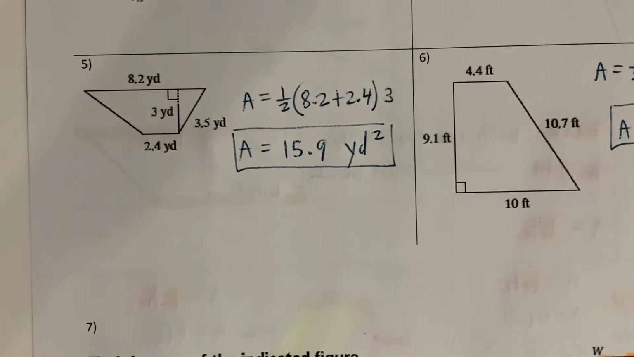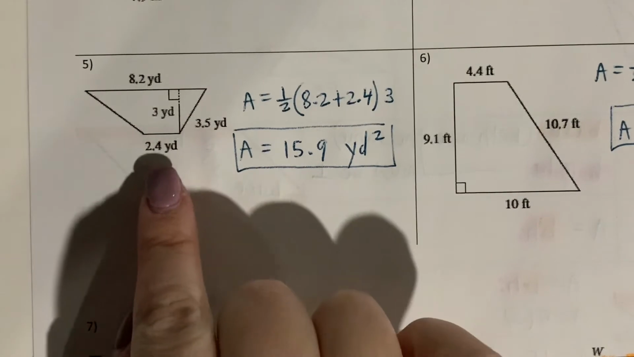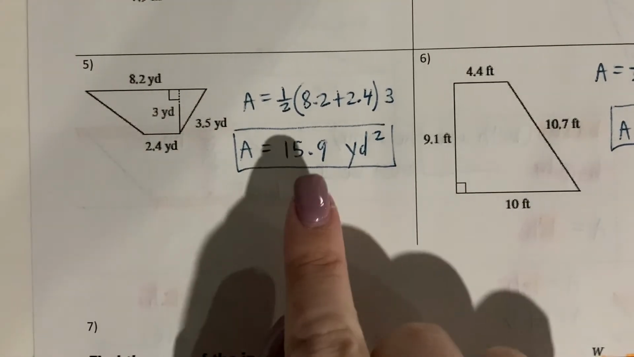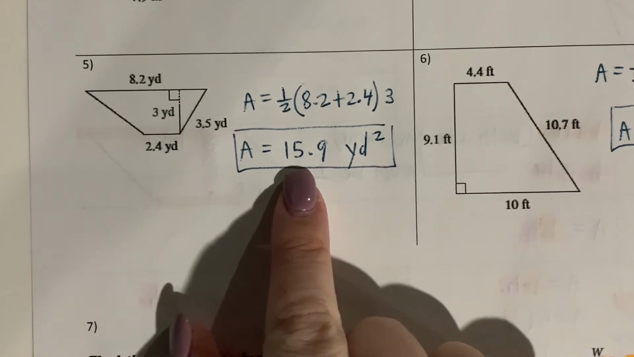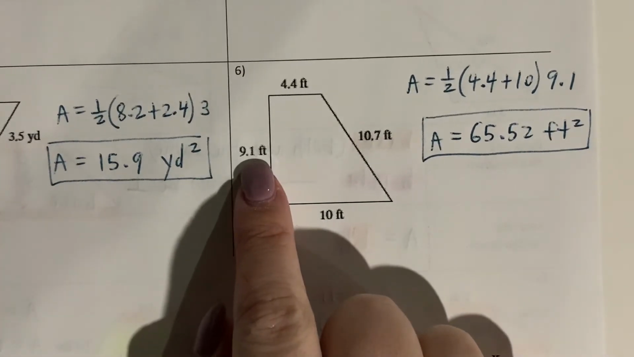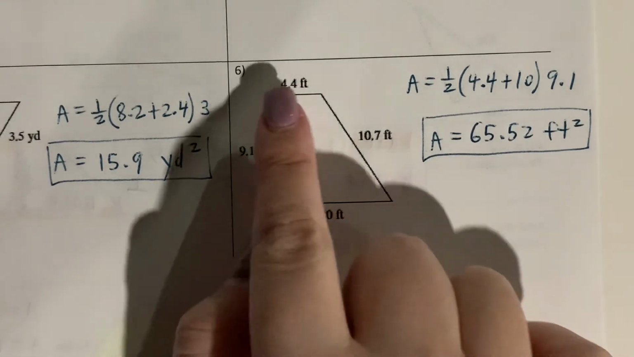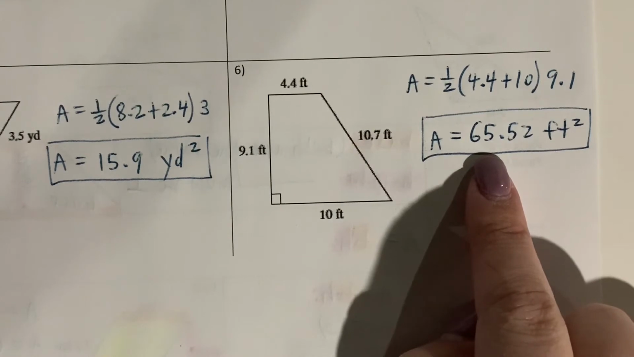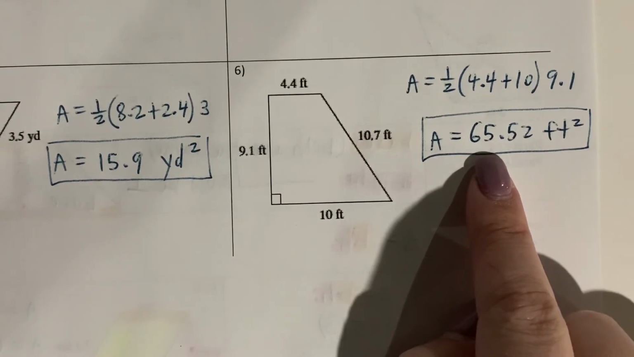On U-try 5, my height was 3 and my two different bases were 2.4 and 8.2. So plugging that into my formula, I got 15.9 square yards. On U-try 6, my height was 9.1 and my two bases were 10 and 4.4. So plugging that into my formula, I got 65.52 square feet.